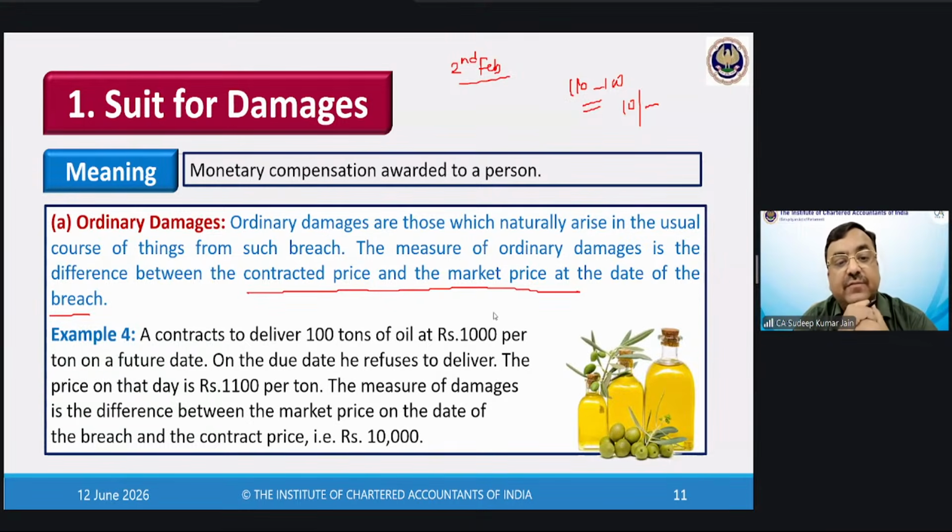See the example. A contract to deliver 100 tons of oil at rupees 1000 per ton on a future date. On the due date, he refuses to deliver. The price on that day is rupees 1100 per ton. The measure of damage is the difference between the market price on the date of breach and the contract price, that is rupees 10,000. How is 10,000 calculated? 1100 minus 1000 for 100 tons. 100 into 100 equals 10,000. Please read this point and example.